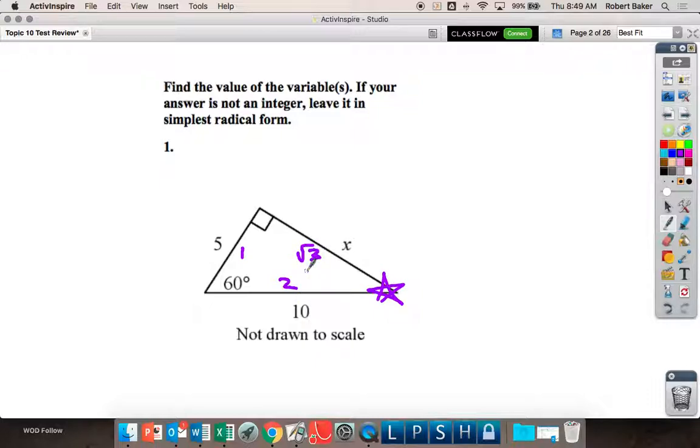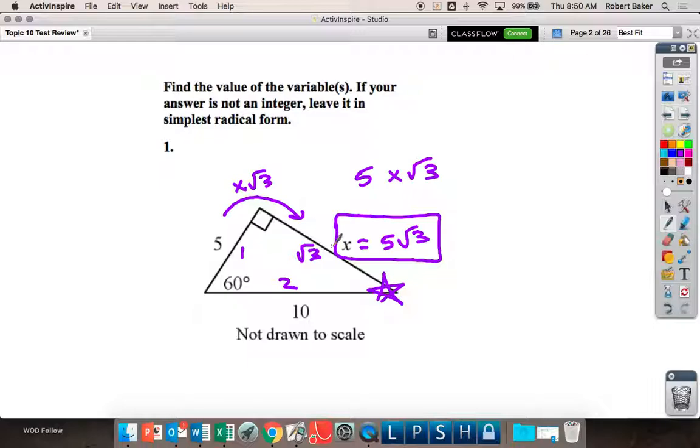So now I've labeled this 30, 60, 90 right triangle. One, hypotenuse, and the square root of 3. I'm looking for x. How do I get from 1 to the square root of 3? Times the square root of 3. So I have to do 5 times the square root of 3. And the answer, x equals 5 square roots of 3.